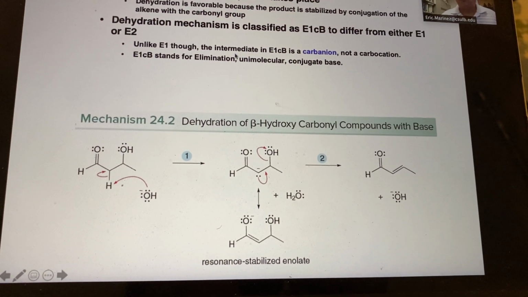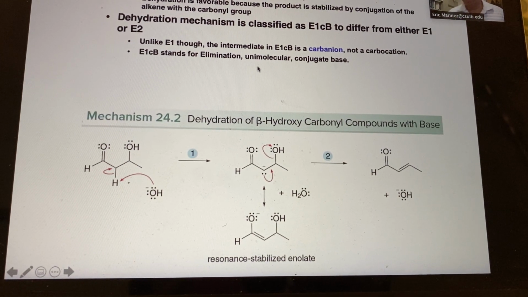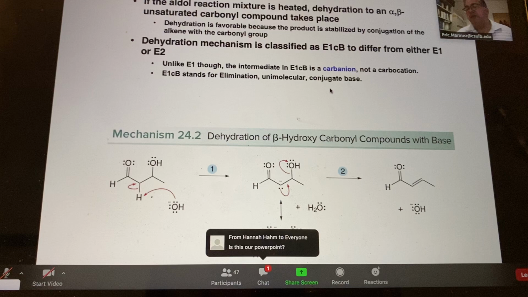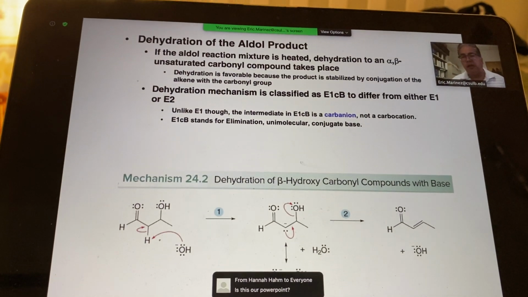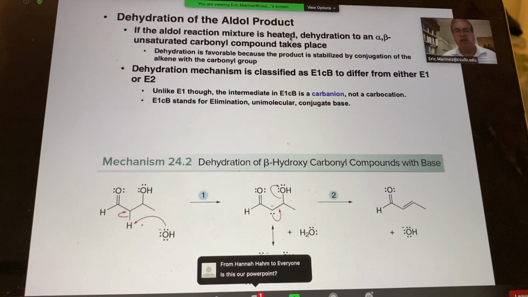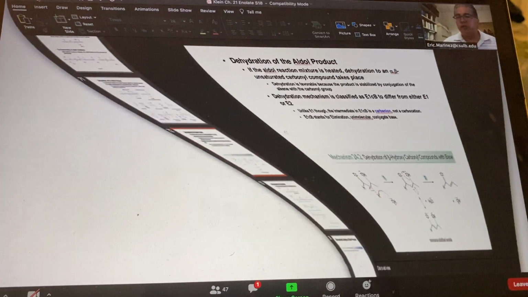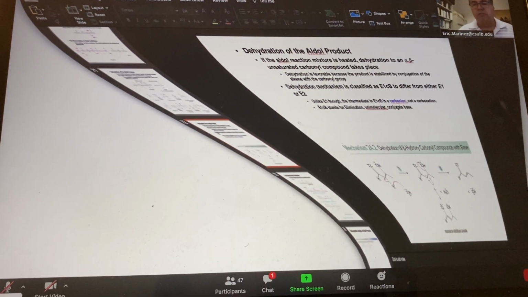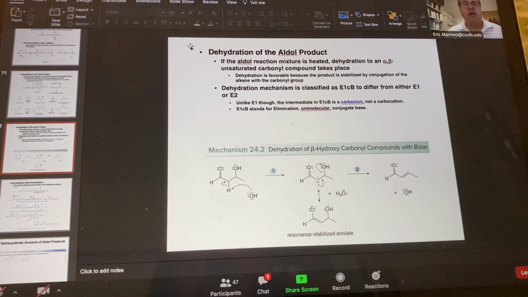Okay, so someone asked yesterday, what does E1cB stand for? Here it is. It stands for elimination unimolecular conjugate base, okay? So if you like, I could post those notes later on this afternoon. So let's get back to the actual stuff that we should be covering. And again, I apologize for the technical flips.